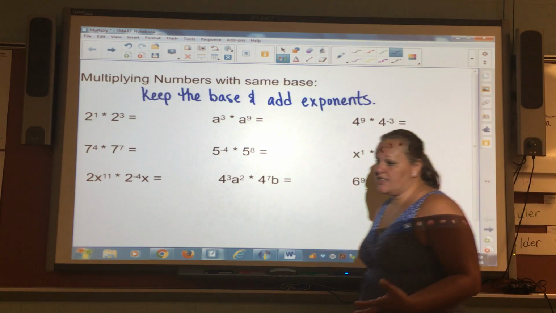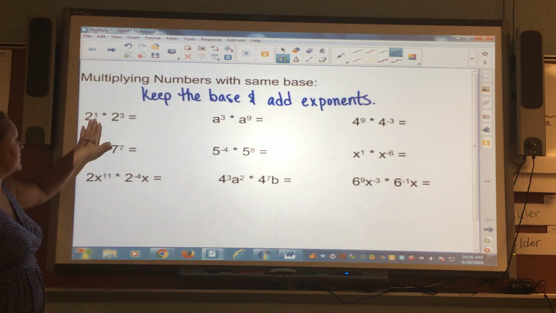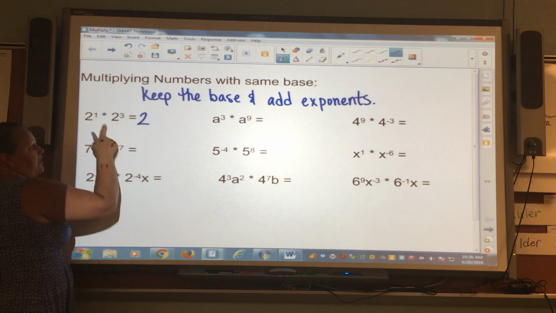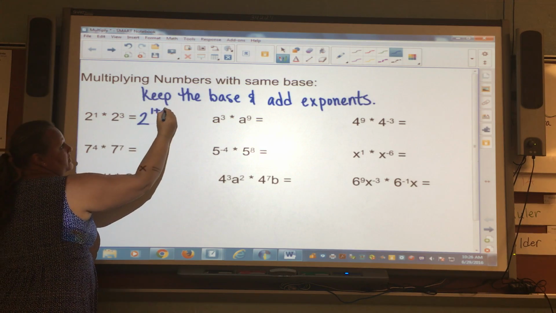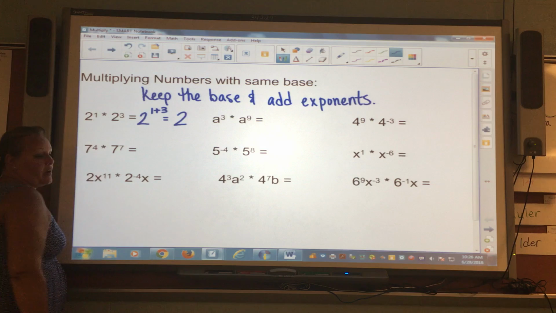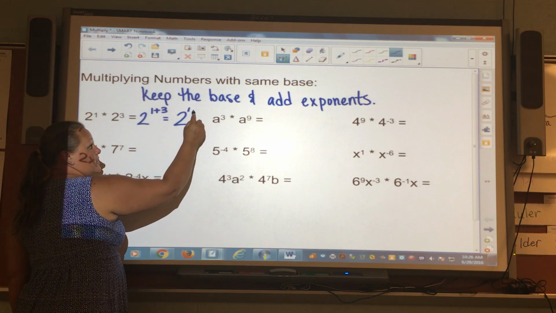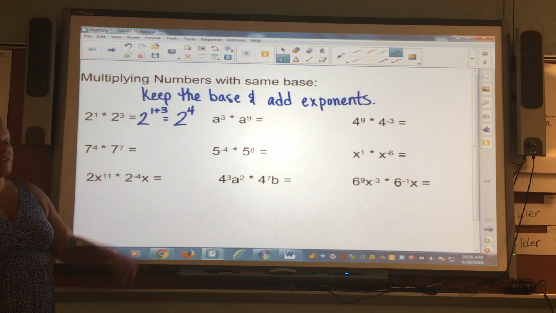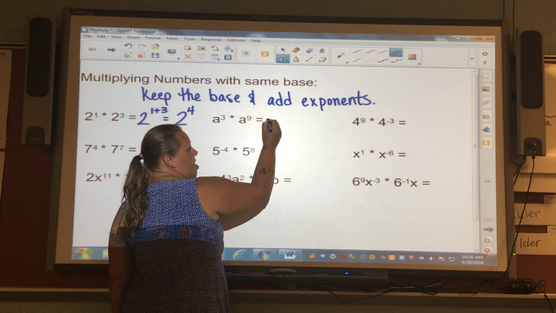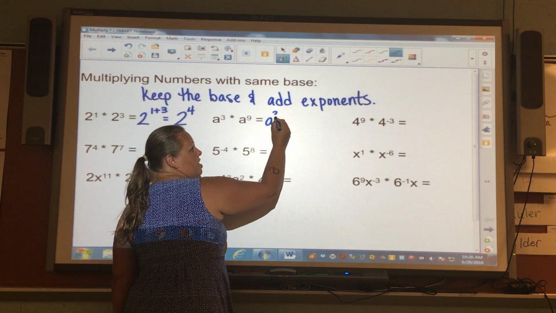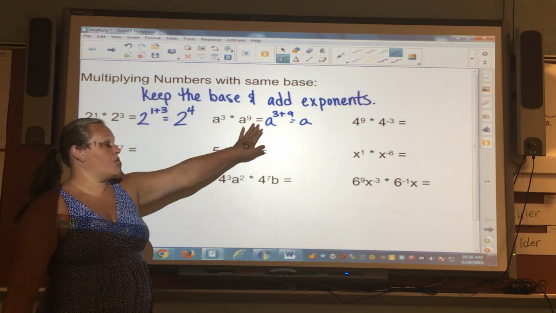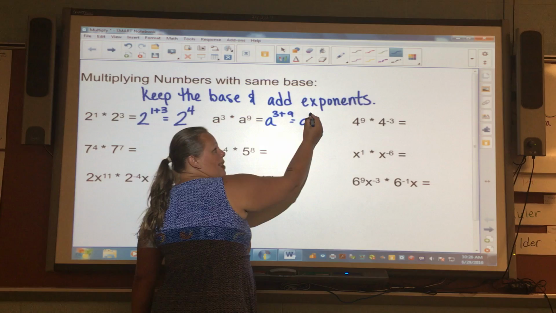Okay, so if I look at this first one, they have the same base or big number, 2. I'm going to keep the 2 and I'm going to add the exponents, 1 plus 3. So again, we're keeping the base, 2, and 1 plus 3 is 4. The next one, again, they have the same base, A. So we're going to keep the base and we're going to add the exponents, 3 plus 9. So we're keeping the base A, and 3 plus 9 gives us an exponent of 12.